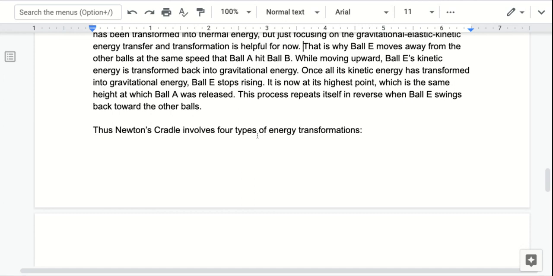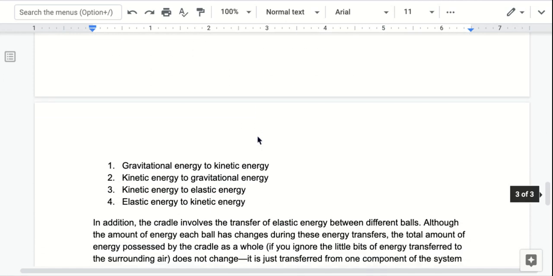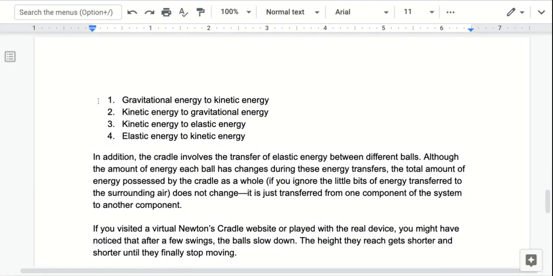Thus, Newton's cradle involves 4 types of energy transformation. Type 1: gravitational energy transfers to kinetic energy. Kinetic energy to gravitational energy. Kinetic energy to elastic energy. Elastic energy to kinetic energy.